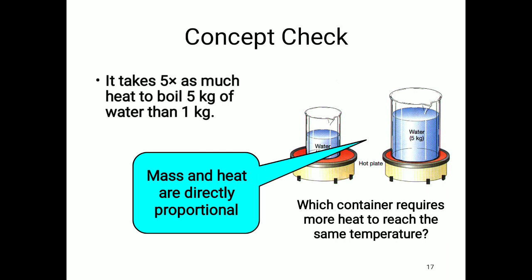So from here a very good point comes: mass and heat are directly proportional. So mass and heat are directly proportional. From this practical example we have defined this.